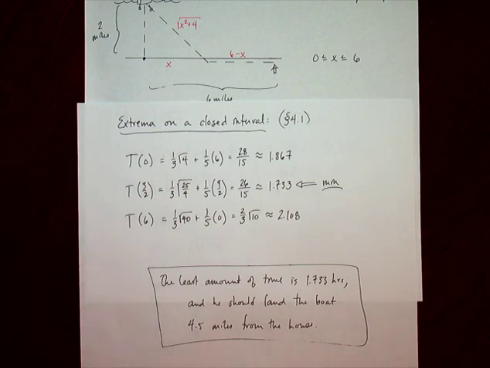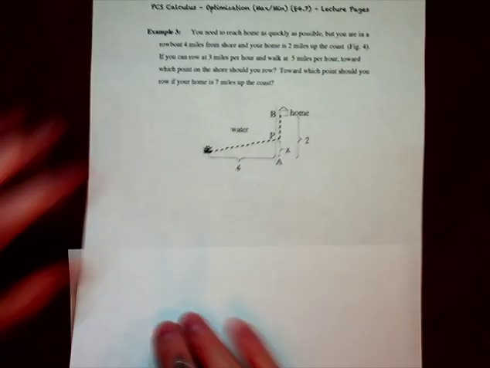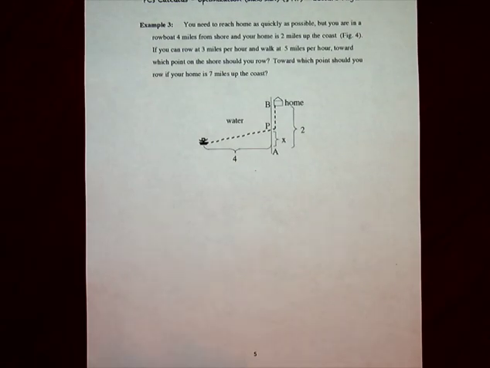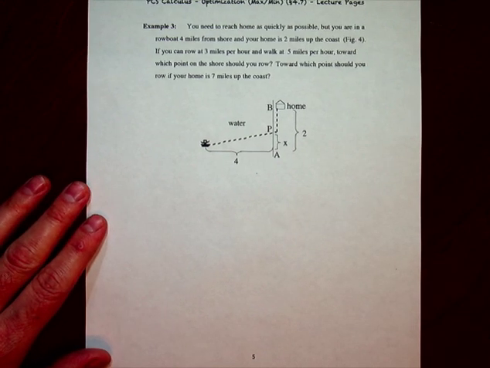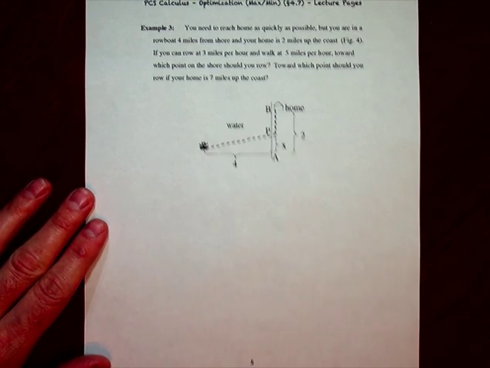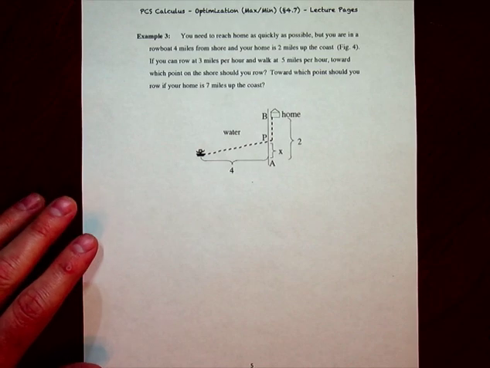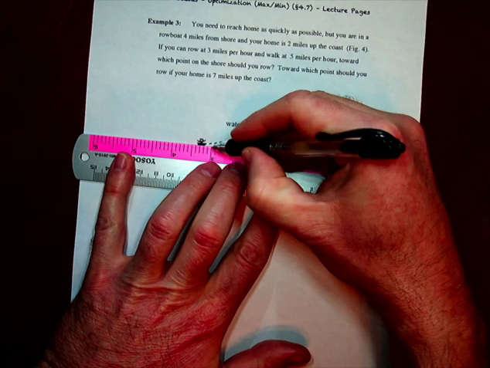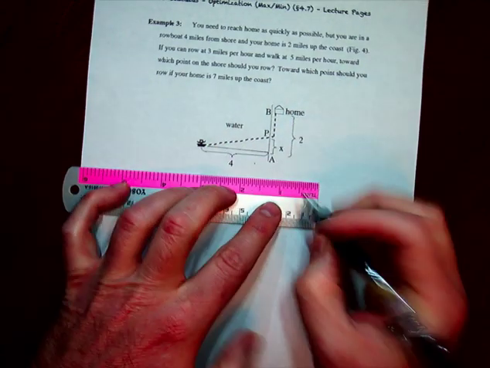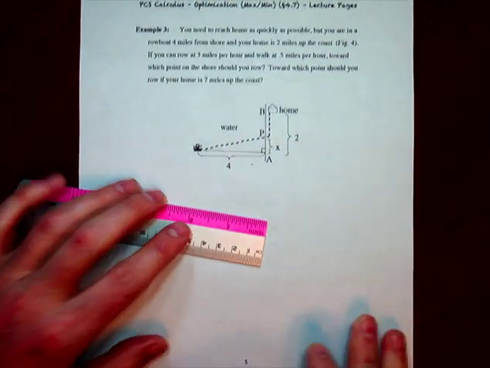Now, I want to do one more that is similar to this because there's something a little bit funky about this example, okay? Now, this one right here says you need to reach home as quickly as possible, but you're in a rowboat 4 miles from shore. Okay, let's go ahead and sort of draw that perpendicular to the shoreline.